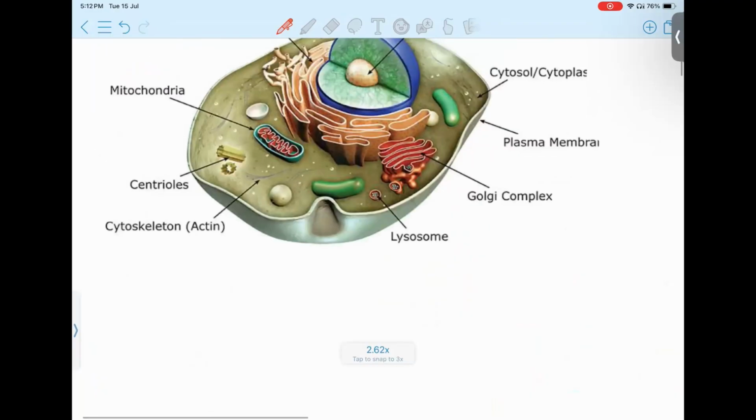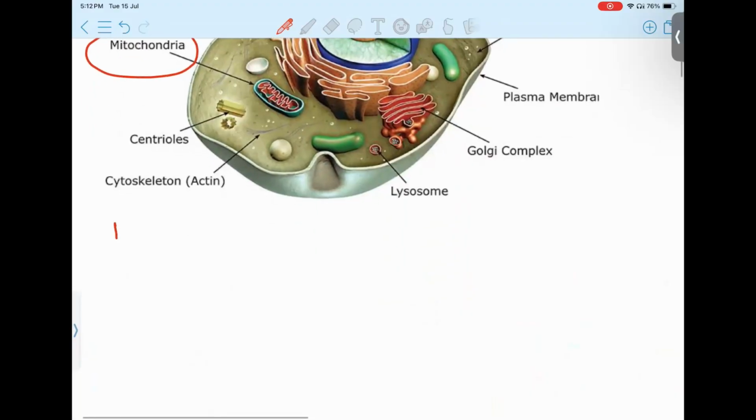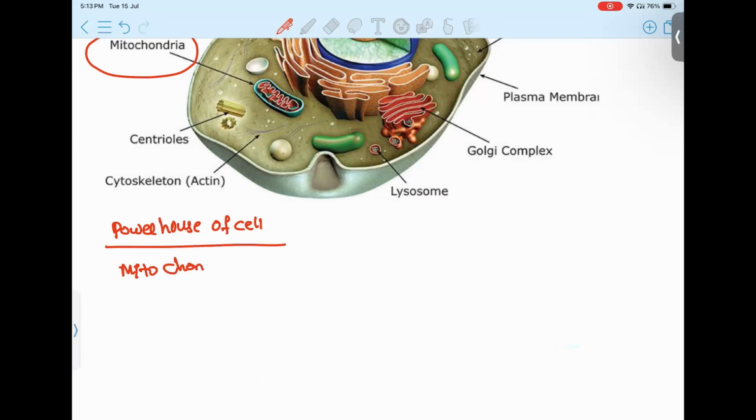So here you can see, we all know the mitochondria. What is a mitochondria, guys? It is the powerhouse of the cell. It will be producing and maintaining our ATP and energy production. And one question that is integrated with genetics or biochemistry: the mitochondrial inheritance. What does mitochondrial inheritance mean?